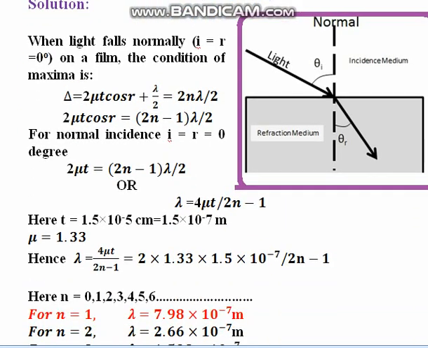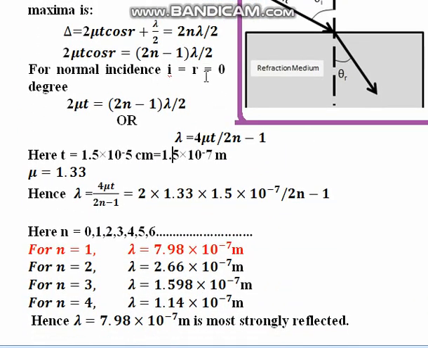Now apply the condition for normal incidence: i is equal to r, so cos r is equal to 1. The condition is 2 mu t is equal to (2n minus 1) lambda by 2, and we can obtain lambda is equal to 4 mu t divided by (2n minus 1). Here t is given as 1.5 times 10 to the minus 7 meter, and mu is equal to 1.33. We put the values and obtain an expression of lambda with small n, where small n is the order number. So let's put n equal to 0, 1, 2, 3, 4, 5.